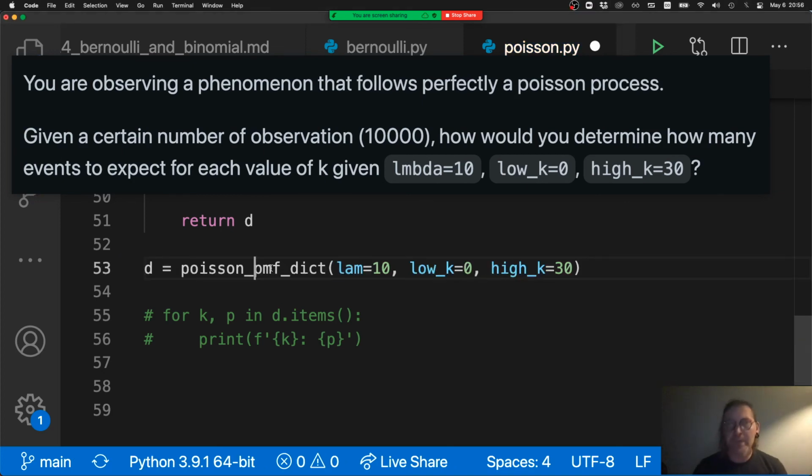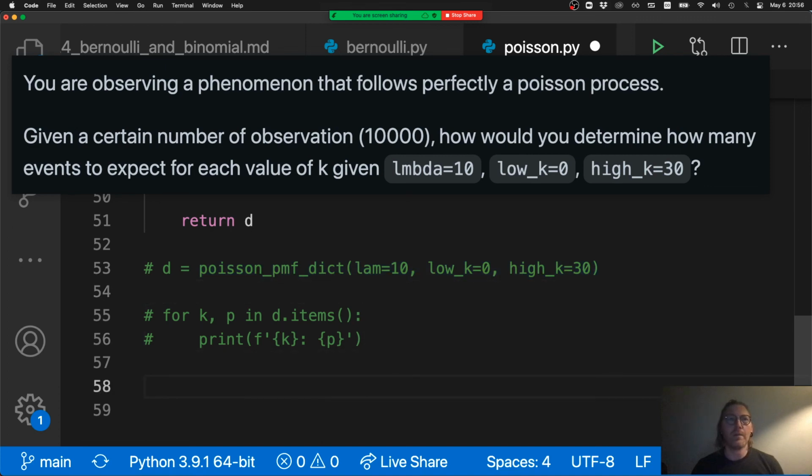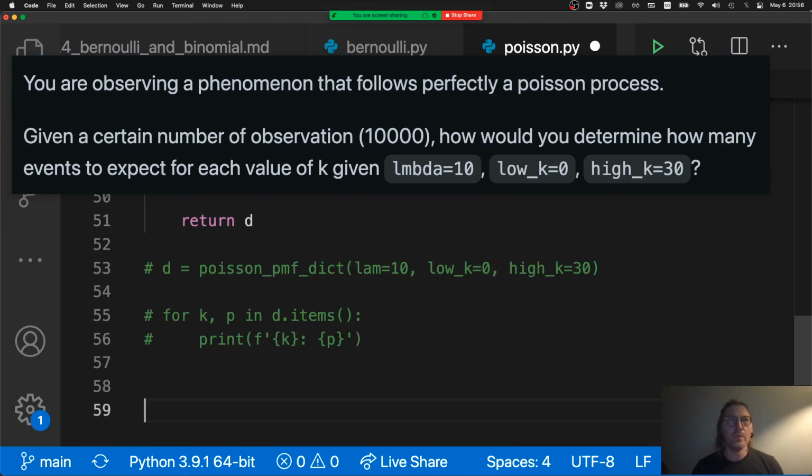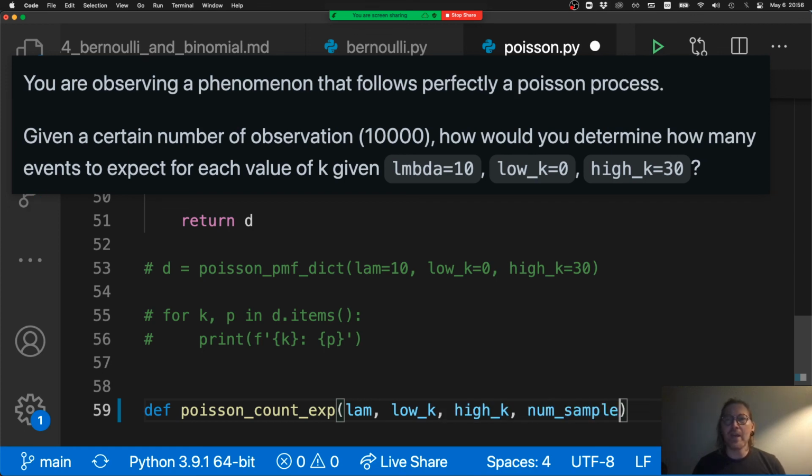So let's say we have this dictionary, this Poisson PMF dictionary. What we can do, well, how about I make this into a function instead. If we want to determine the expected counts, then let's do something like this. The count expectations takes a lambda, a low k, a high k, and a number of samples in consideration. In this story, there's 10,000, okay?